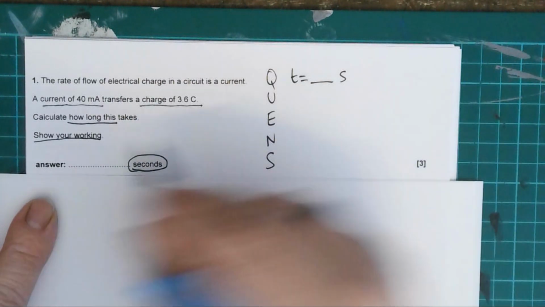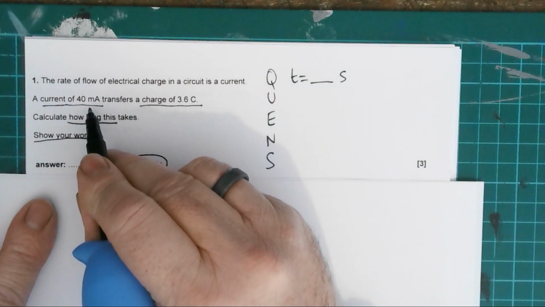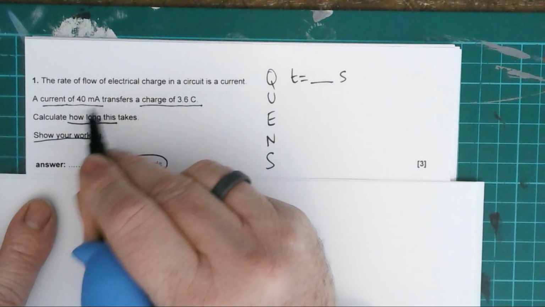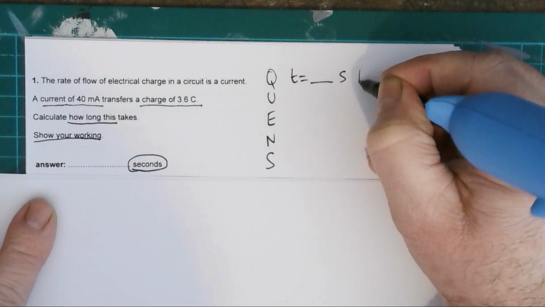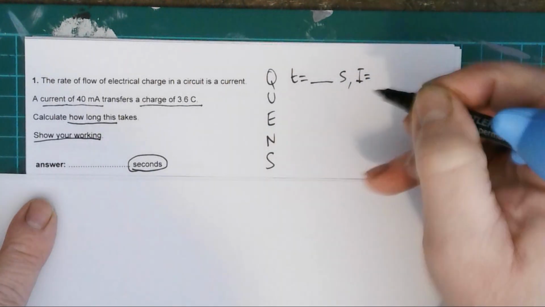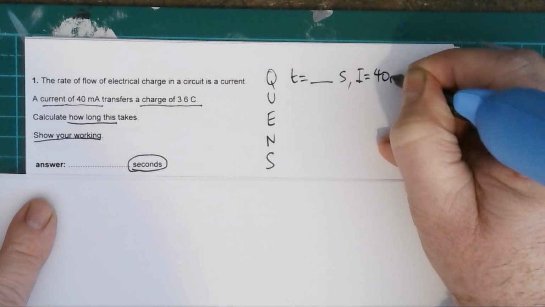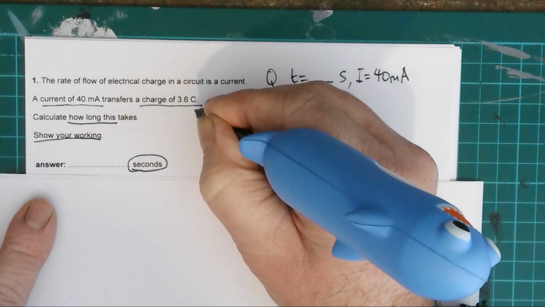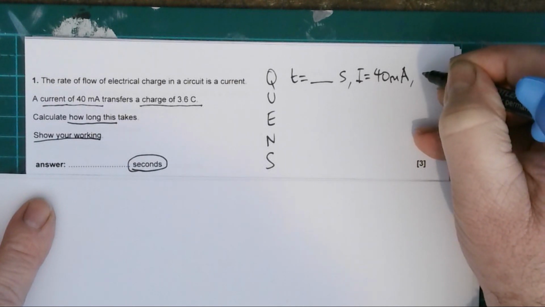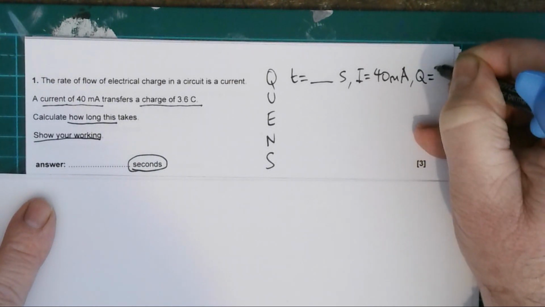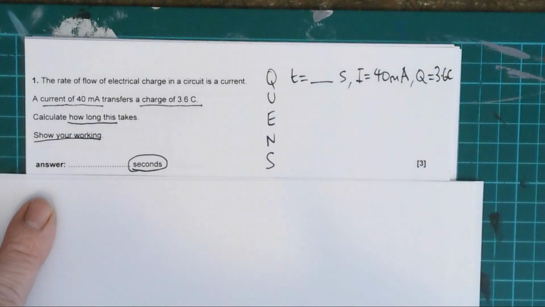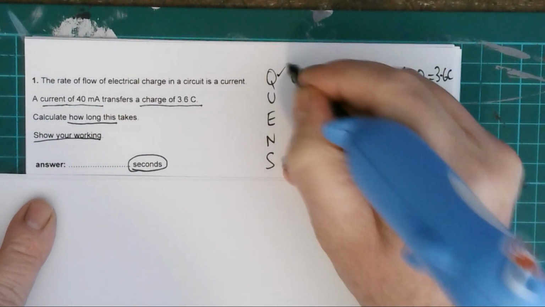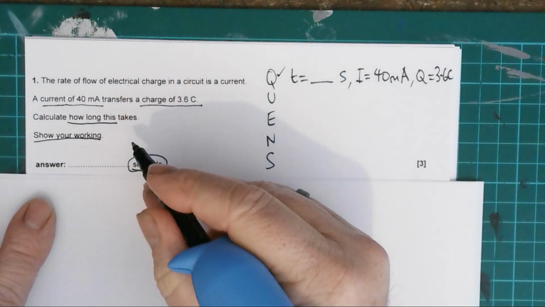But what else do we know? I've got a current of 40 mA. Little m is a prefix. That means milli, just like in millimeters. But this time we've got milliamps. So I've got a current, and I remember that is letter I. I is 40 milliamps. Charge of 3.6 coulombs. You can write out charge if you like, but Q equals 3.6 coulombs. So there's my quantities. Check: I can't find any more quantities in that question.